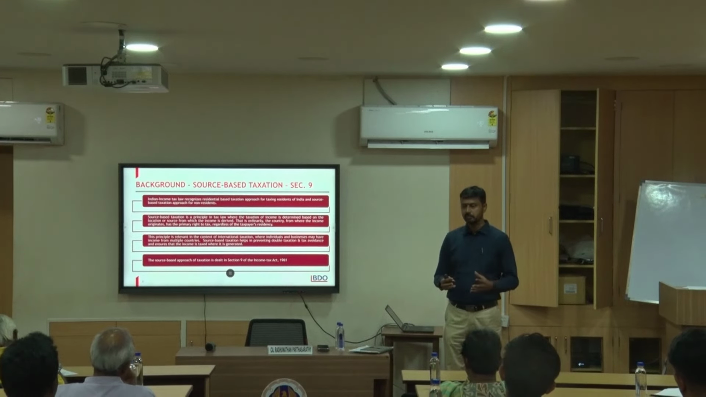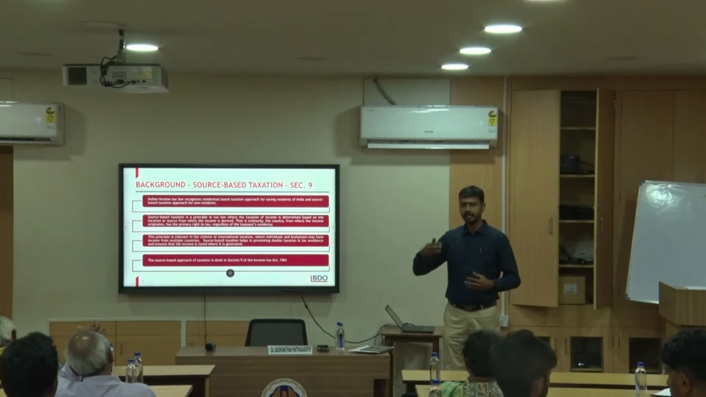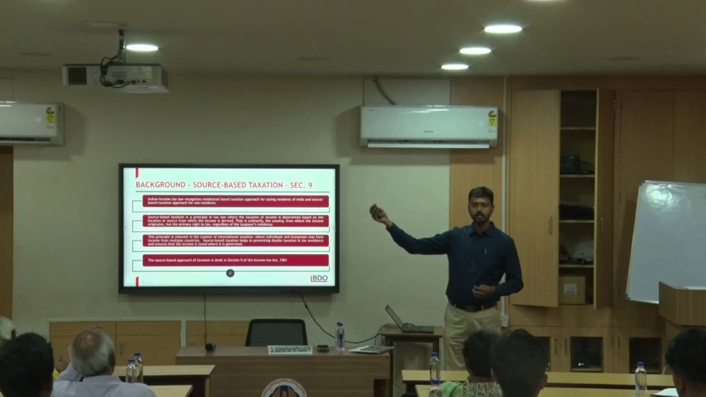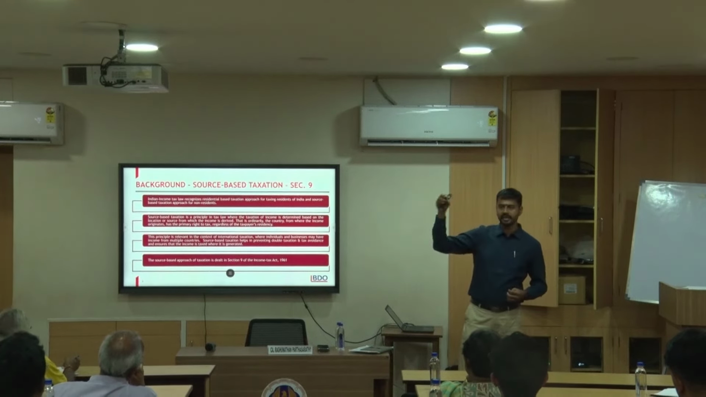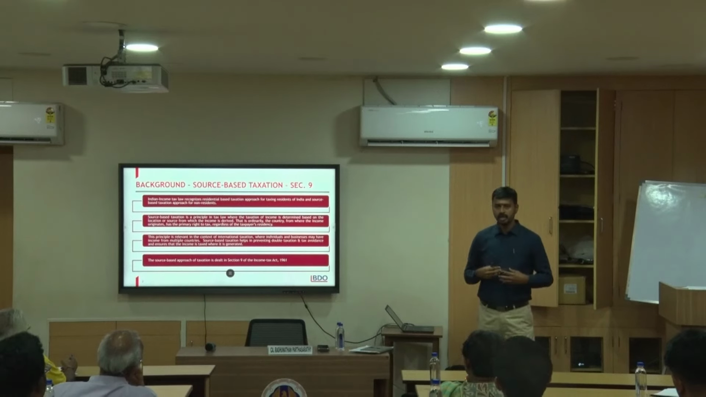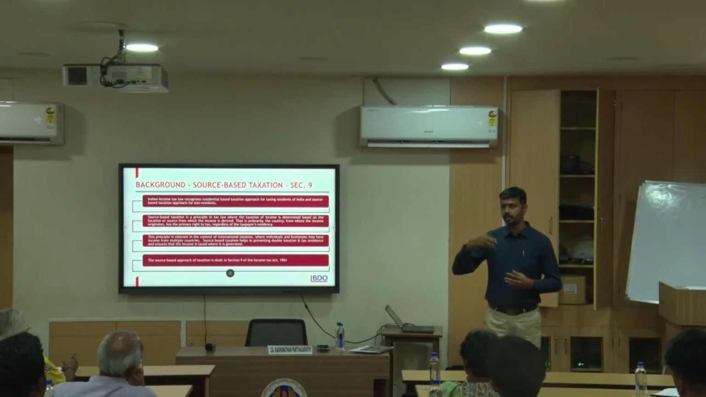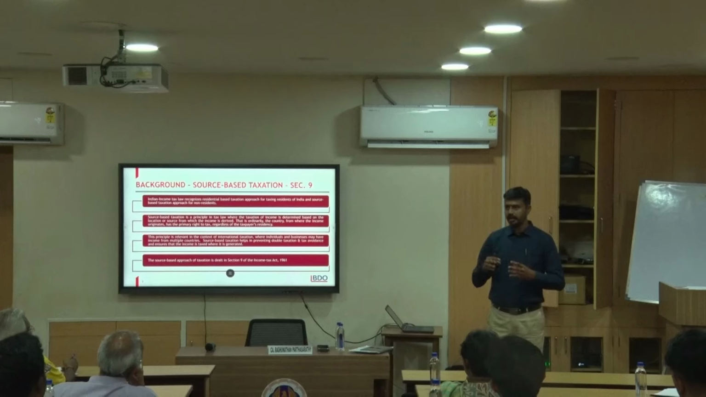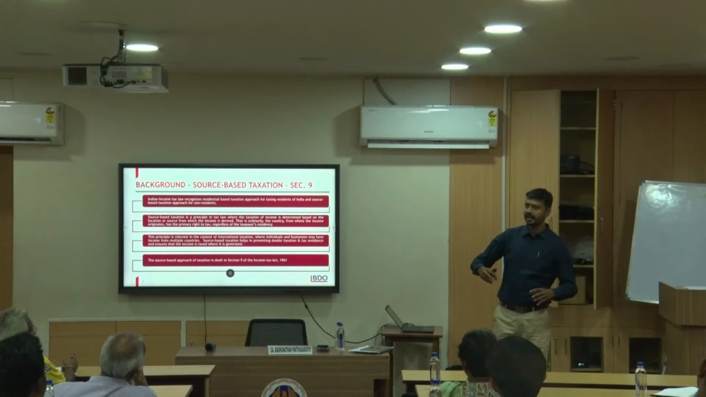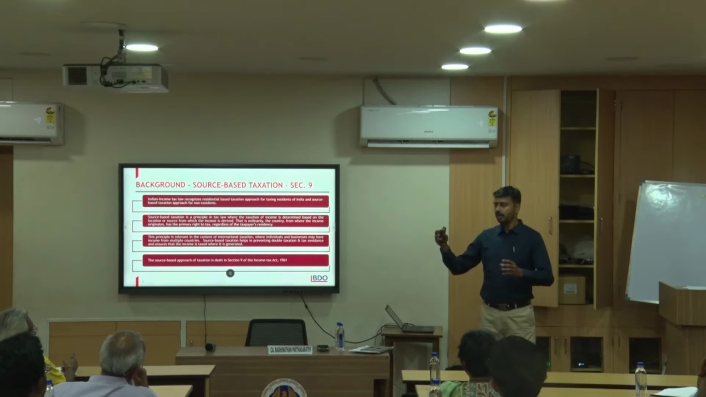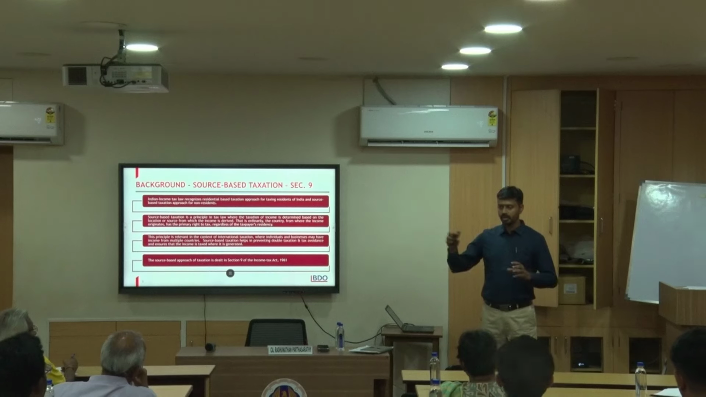Double taxation is like this. Let's take the reverse scenario, where you get an income from Singapore. The person in Singapore is going to pay you the income, deducts tax and gives you the money. So I bill 100 rupees, I get 90 rupees, and 10 rupees is deducted as tax. Now I will have to pay tax in India on the entire 100 and not on the 90. So I pay tax in India and I have to pay tax in Singapore. Now this is double taxation. So now I have to avoid this.